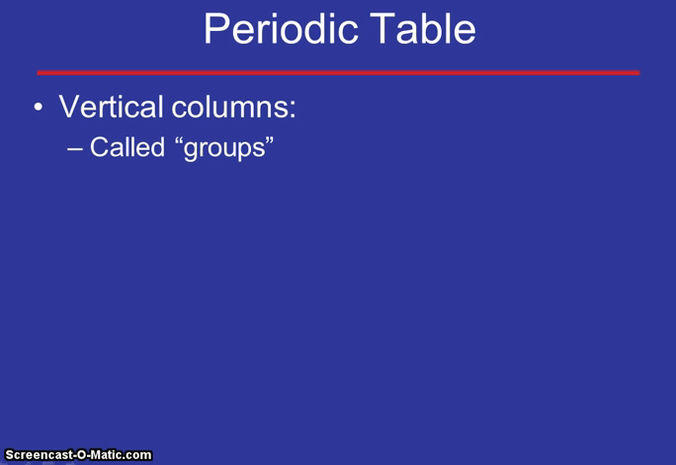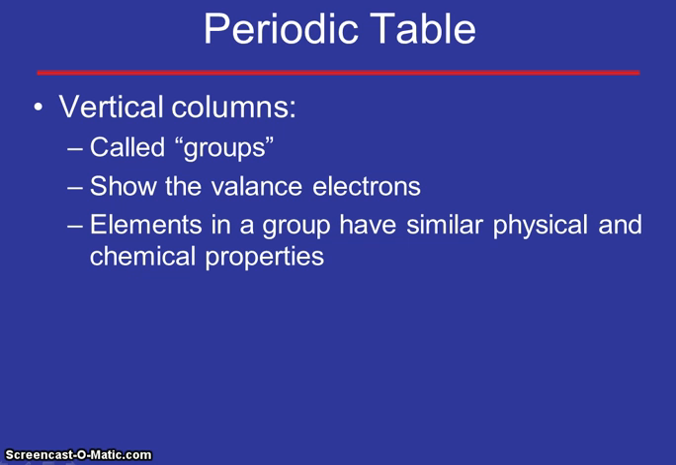Vertical columns are referred to as groups, and sometimes they're also called families. When an element is in a particular vertical column or group, it shows us how many valence electrons there are. And remember that valence electrons, again, are the electrons in the outermost energy level. Elements in a particular group or family have similar physical or chemical properties because they have the same number of valence electrons.